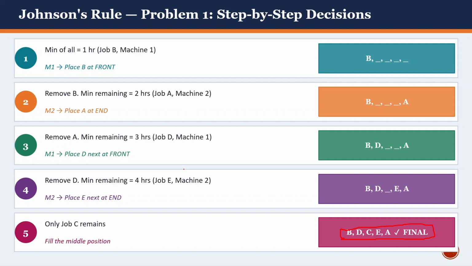Have you understood this? Any doubt in this? If not, we'll move ahead. So next we'll see n jobs, 3 machines.